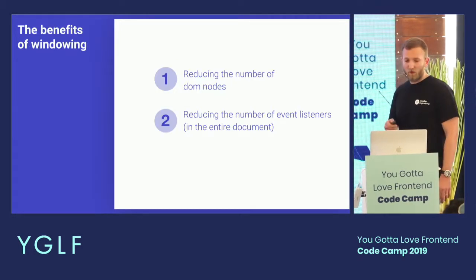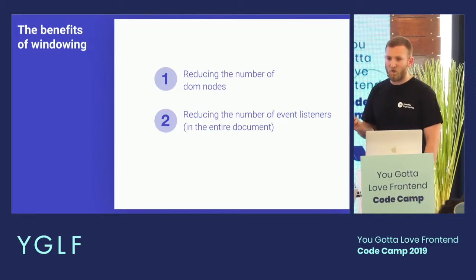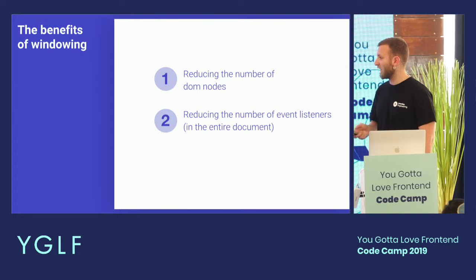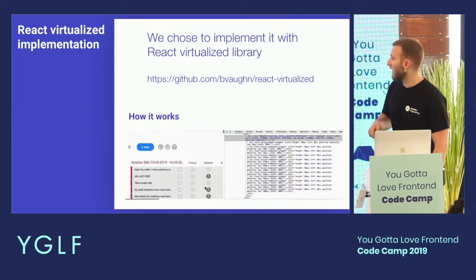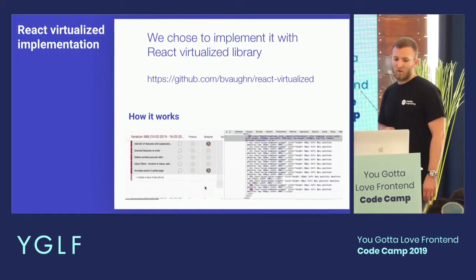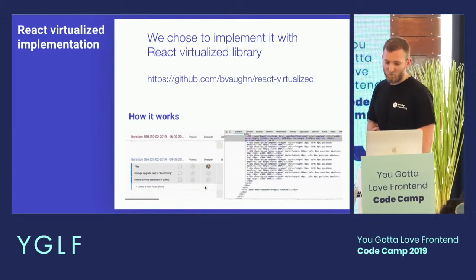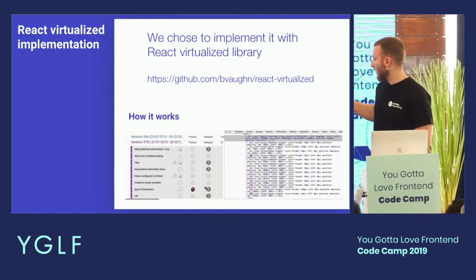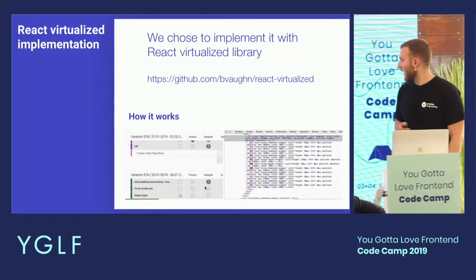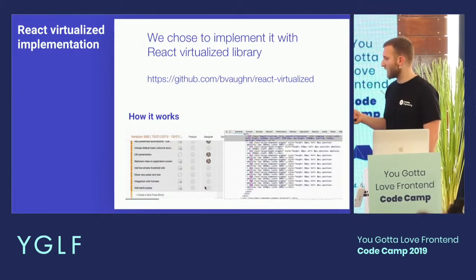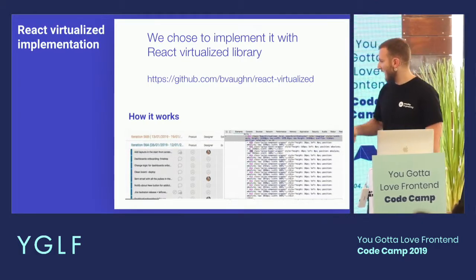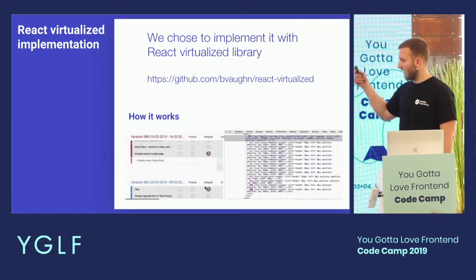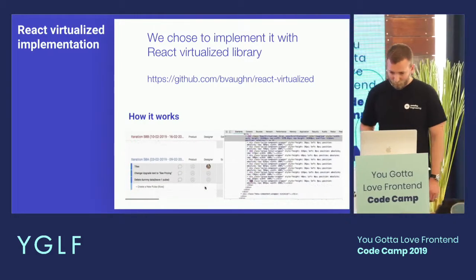The benefits of windowing are that we reduce the number of elements and we're reducing the number of event listeners that we have in the DOM. For example, we decided to implement it for those days with the React Virtualized library. It works like this: when we scroll down the page, each new element that should appear on the screen will be created at the end of the list, and the first element that should be deleted will be deleted from the top of the list.